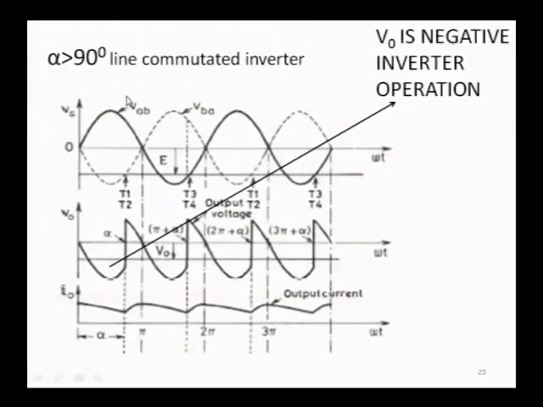So, next is when alpha is greater than 90 degree, it acts as a line commutated inverter. How? See, alpha has gone beyond 90 degree here, if you fire beyond 90 degree here. So, conduction angle is only this much, this is a firing angle, this is a firing angle. Conduction angle is only this much.